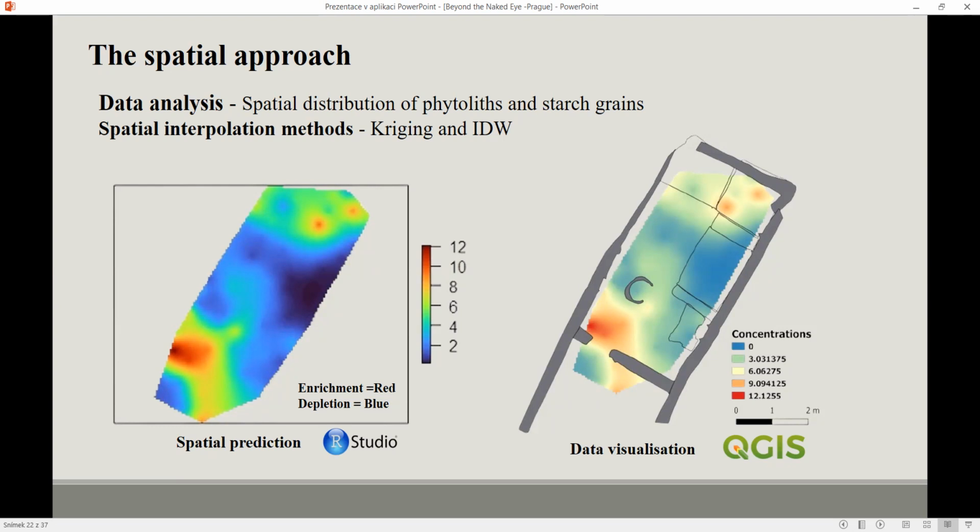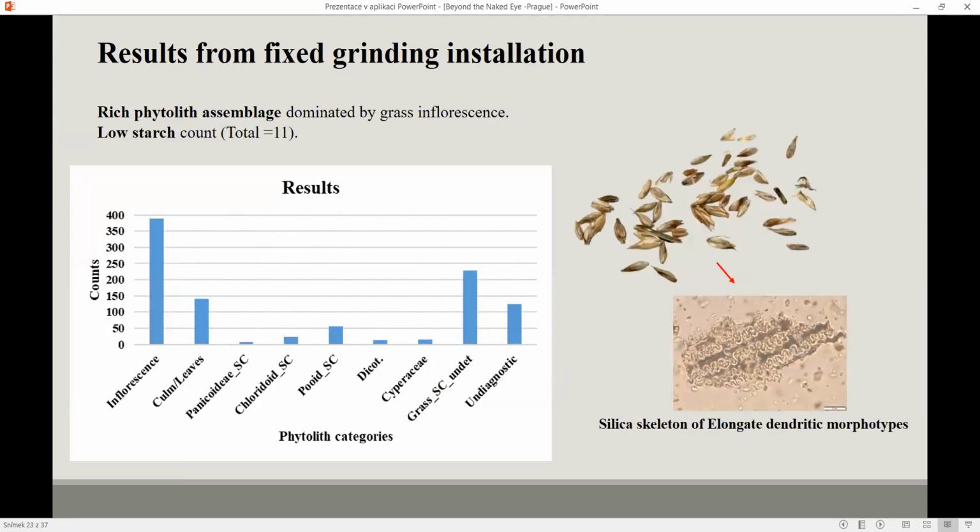With these spatial prediction methods, we created maps that show areas of enrichment of microbotanical remains in red and areas of depletion in blue. Then these spatial prediction maps were overlaid in QGIS on the building frame in order to have a better understanding of how this concentration relates to the internal arrangement of the building. So now let's go to the results.